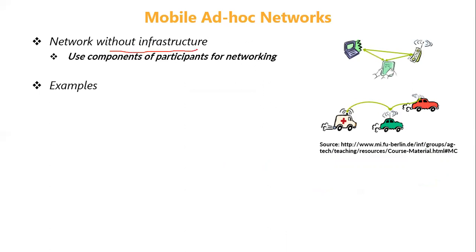So ad hoc networks are networks without any fixed infrastructure. Here you can see three devices are connecting: a laptop, a PDA or an iPad, and mobile phones. And this communication does not depend on any fixed infrastructure like a base station. There is no involvement of a base station. So that is the beauty of ad hoc networks.